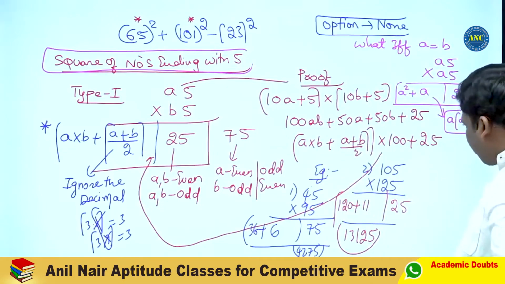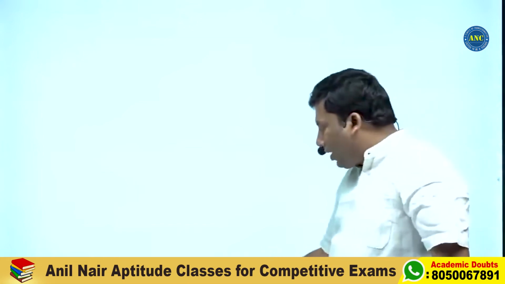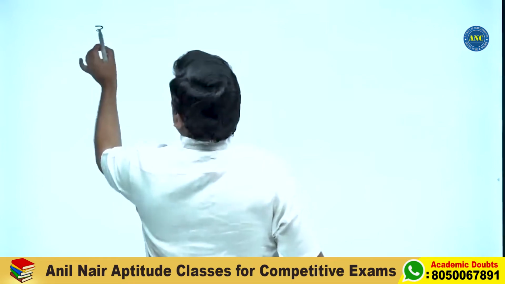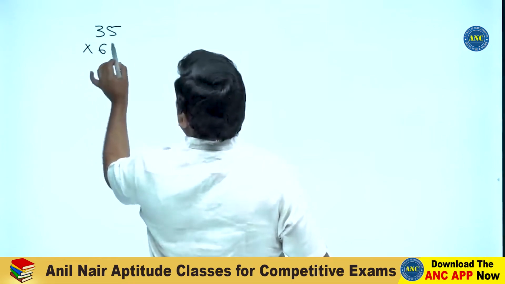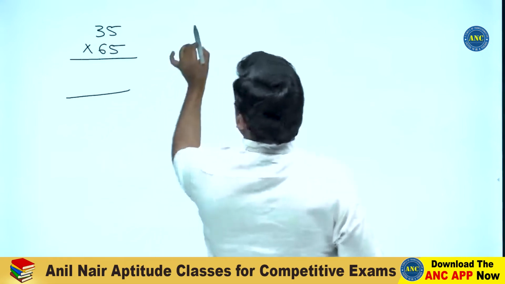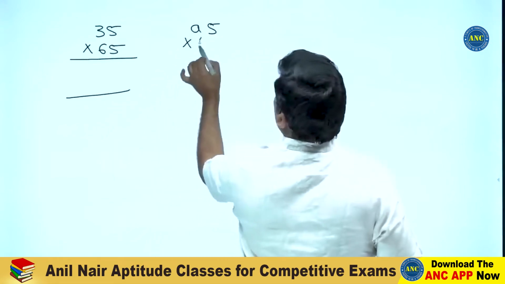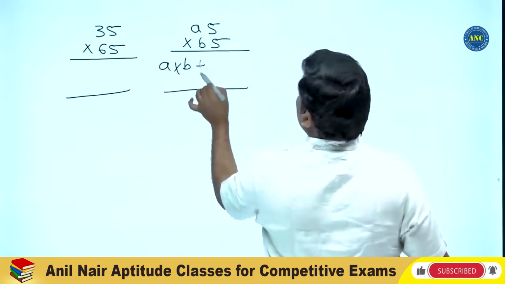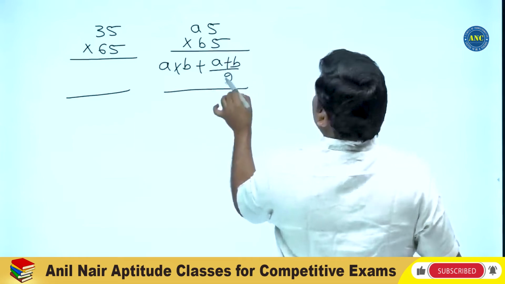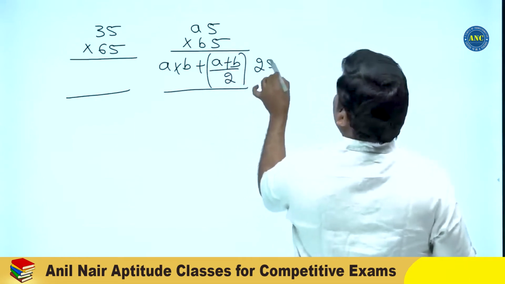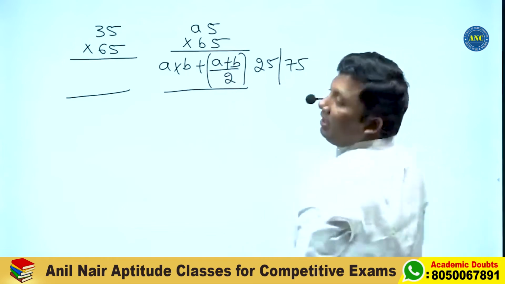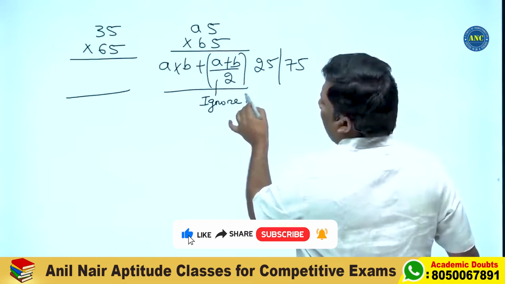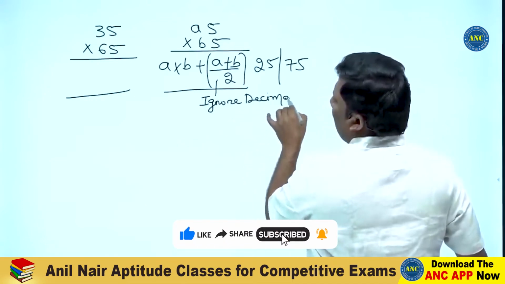Type 2. For a single problem, I will not miss a single concept, sir. Now, what is it that we discussed? 35 into 65. What is the concept? A5 into B5. If A and B are both even, last 2 digits is 25. Otherwise, it is 75. A and B even, A and B odd. Here we have to ignore the decimal. Listen carefully, sir. Type 2 is extremely important.